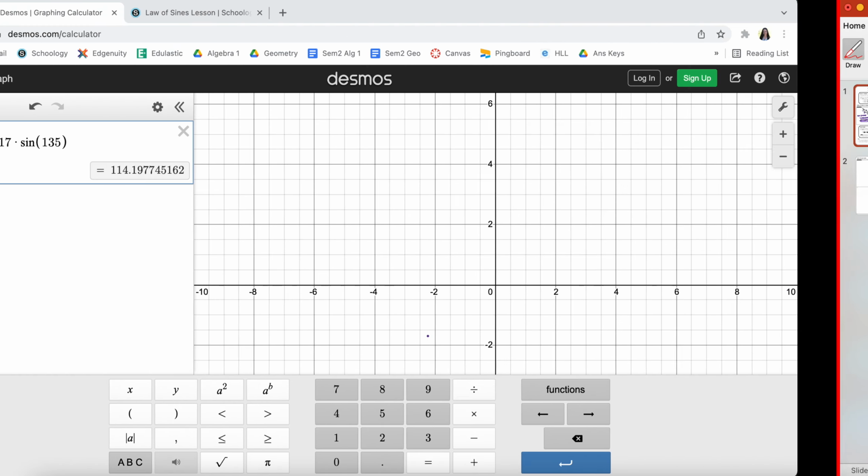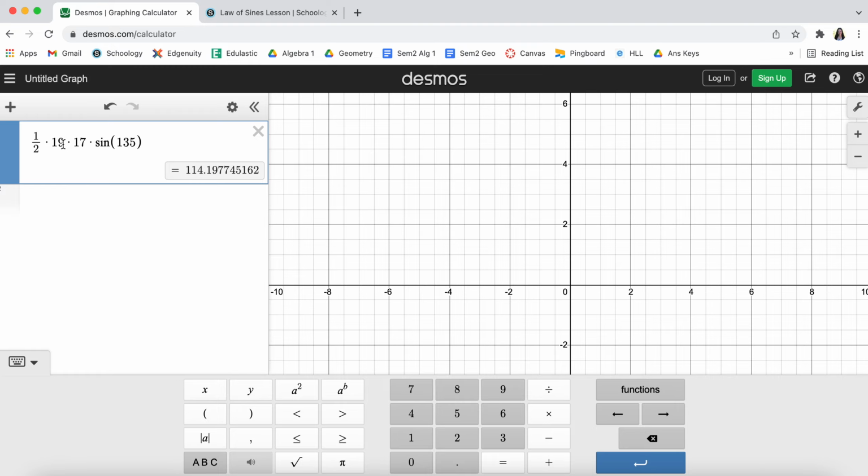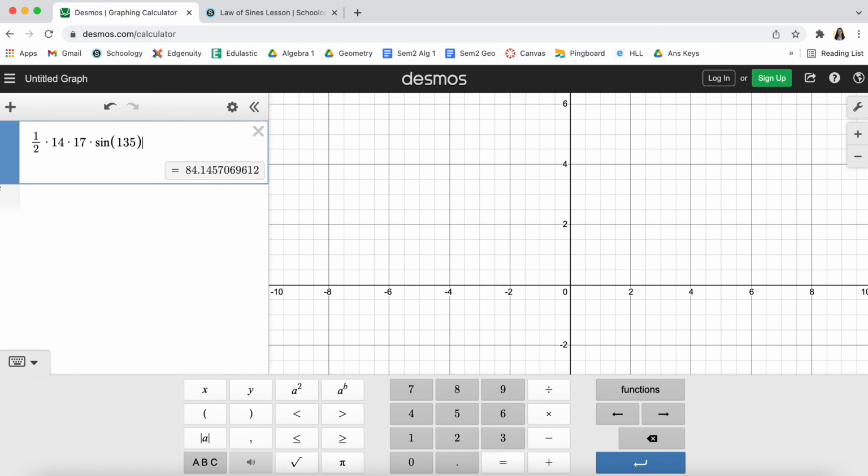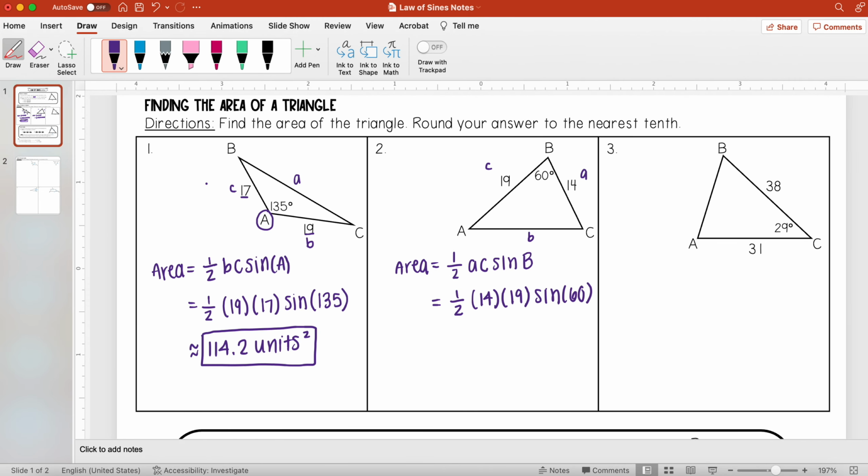Now I can go ahead and plug that into Desmos. So 14, 19, and sine of 60. And rounding to the nearest tenth, I get 115.2.